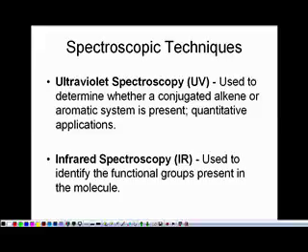And then today we'll talk about infrared. Infrared spectroscopy was one of the first ones that was available, and we use it to identify functional groups. So I can tell you whether you have an alcohol in your molecule, or an alkene, or a carbonyl, or a benzene ring by doing infrared.